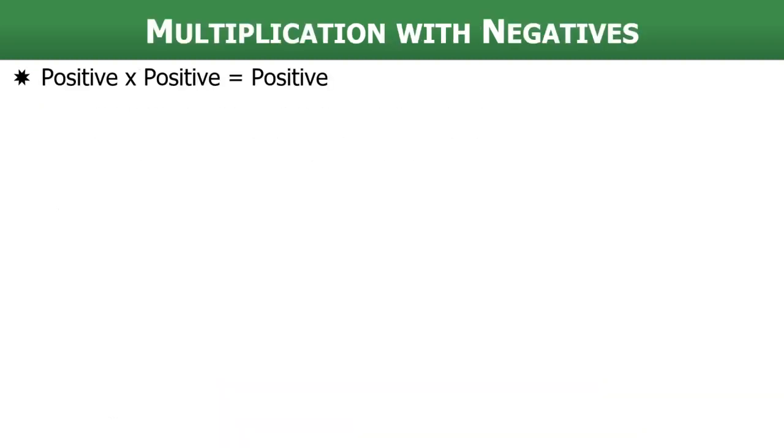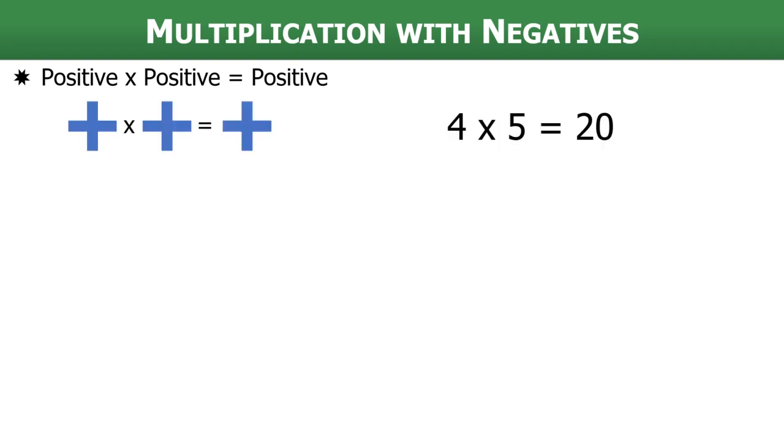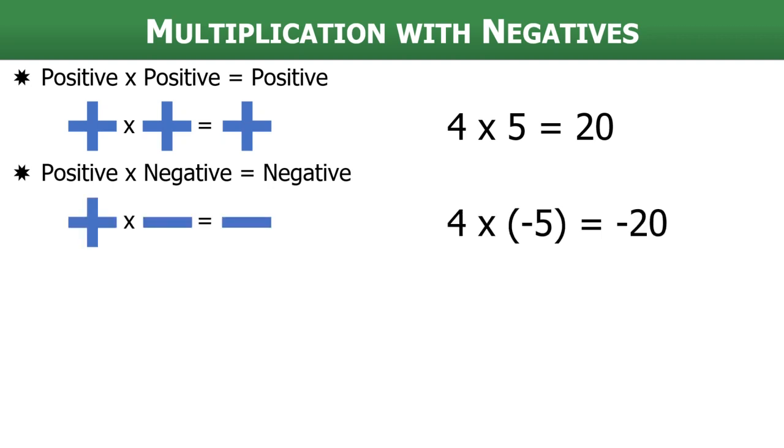Okay, multiplication with negative numbers. This also works for division as well. If we are multiplying a positive number by a positive number, we're going to get a positive result. So 4 times 5 equals 20. Pretty straightforward. If we are multiplying a positive by a negative, we're going to get a negative number. So if we multiply 4 by negative 5, we're going to get negative 20.